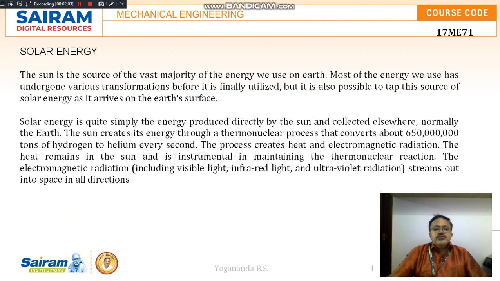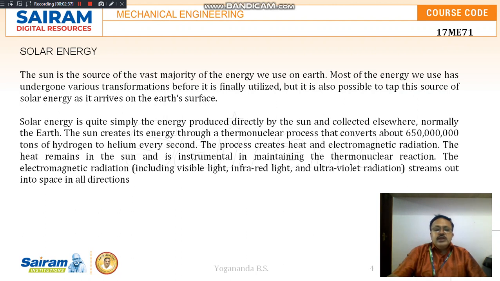The sun is the source of the vast majority of the energy we use on the earth. Most of the energy we use will undergo various transformations before it is finally utilized. But it is possible to tap this solar energy as it arrives on the earth's surface. So solar energy, we can say, is the energy which is produced directly by the sun and collected elsewhere on the earth.